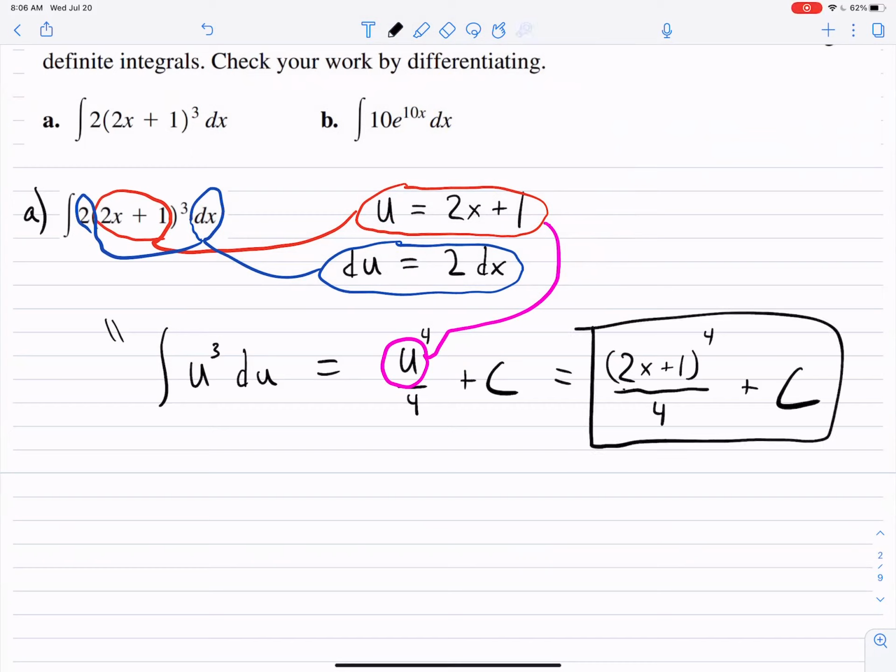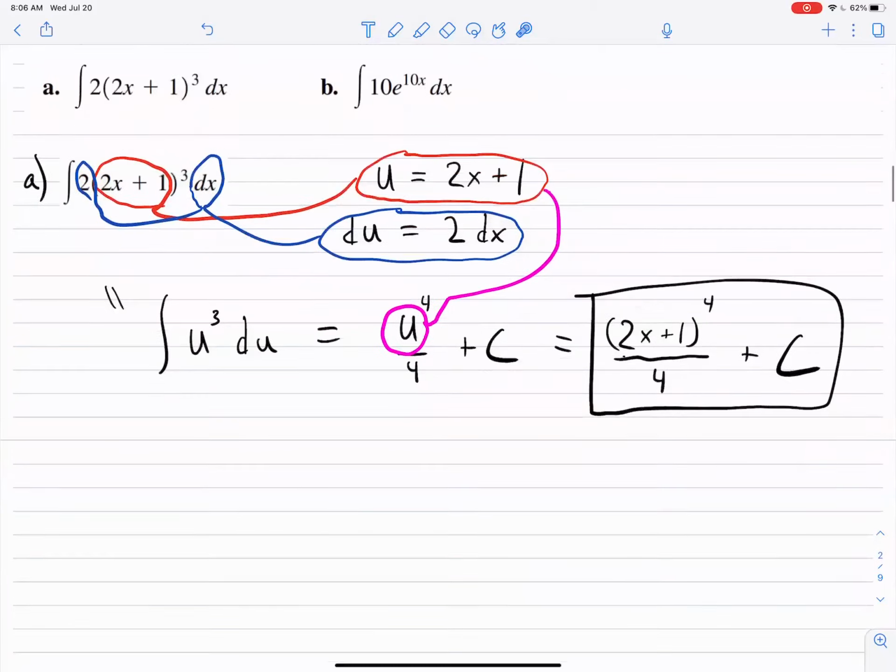And if you were to take the derivative of this thing using chain rule, the 4 comes down, cancels that. You get a 3 right here. And then you have to multiply by the derivative inside, which is 2. And so we get exactly that. All right. Let's try part B.